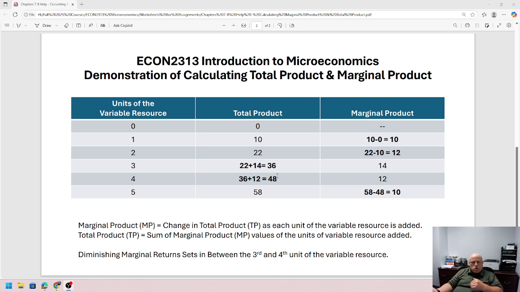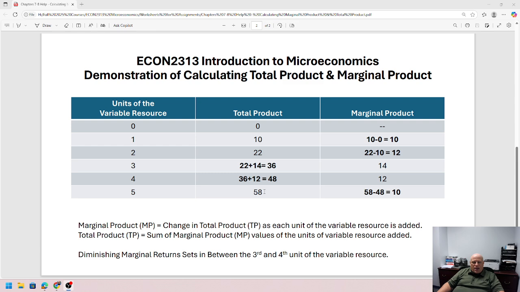They give you the marginal value, and you have to calculate the total value. So in this case, it would be the same way that we did that for Unit 3. So for Unit 4, we would look at what the total product was for Unit 3, which was 36 that we calculated just a minute ago, plus the marginal product value that they give you for Unit 4. So 36 plus 12 is 48. So the total product is 48.